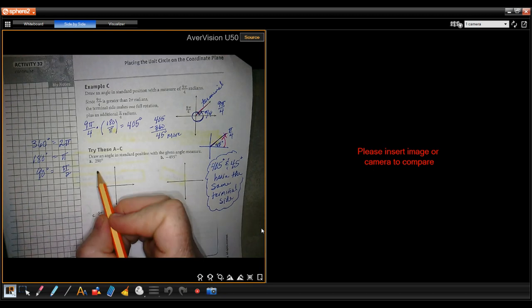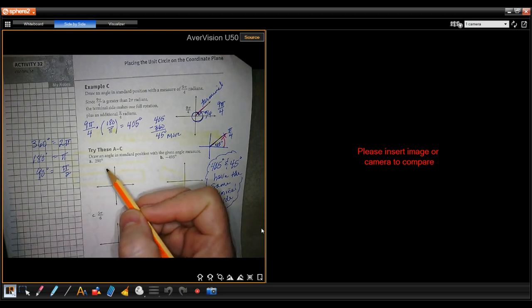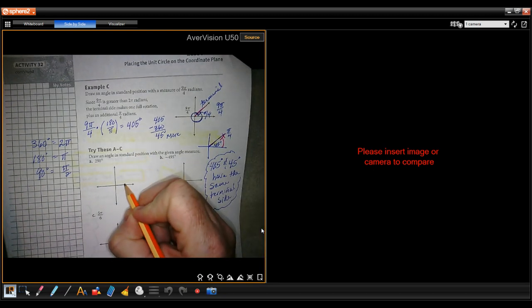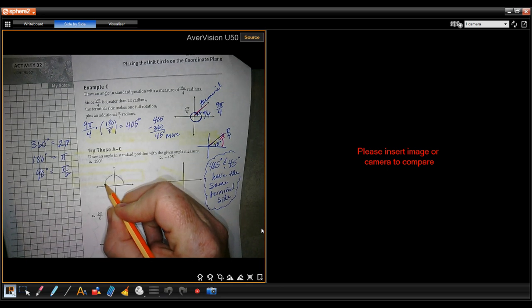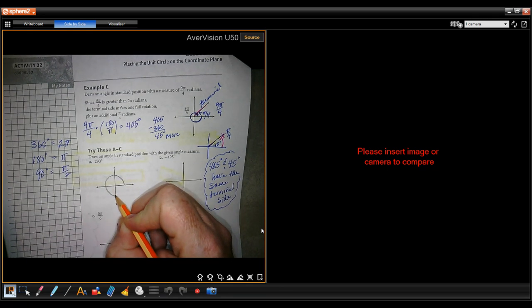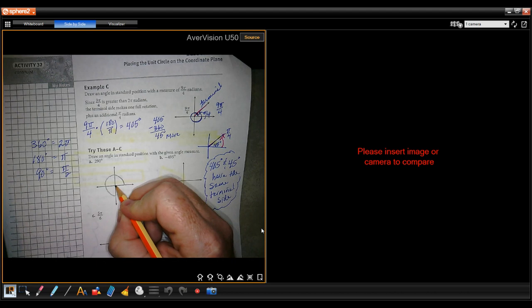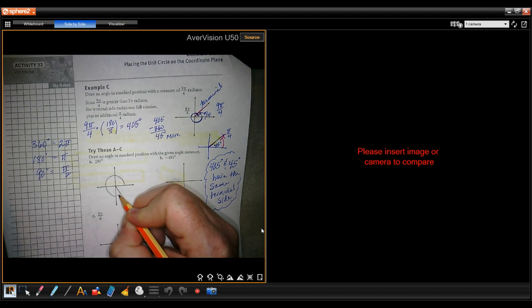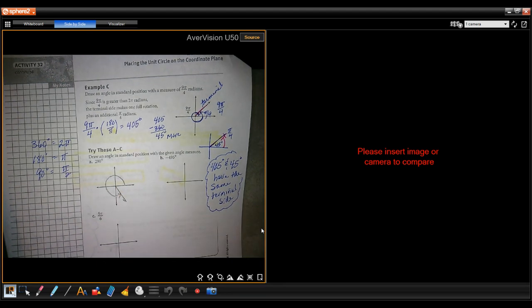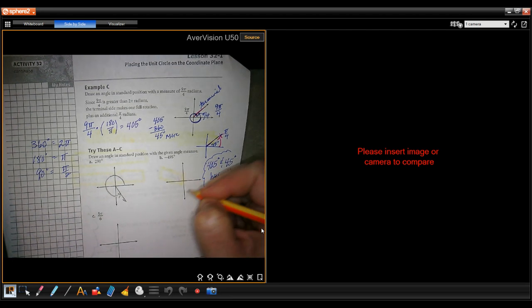Okay, so it says 290. Well, 290, you have to figure that out. So where's 290? Well, this is 90, 180, 270, and like 20 more, something like that. And then you got to draw an arrow so you know you went that direction. So it's positive 290.